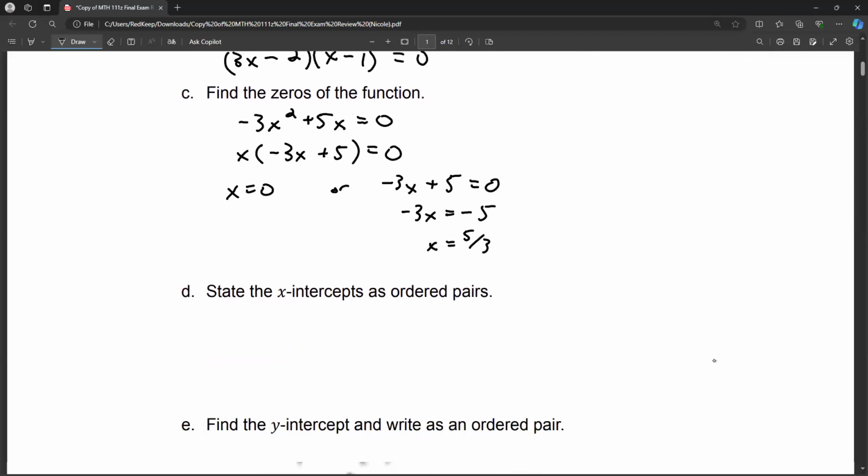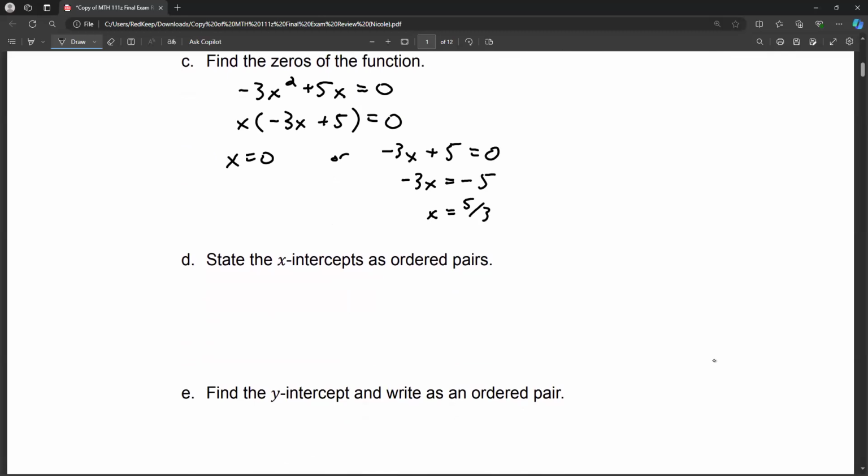And we can move on to part D, and they tell us to state the x-intercepts as ordered pairs. So I like to always remember that if I'm on the x-axis and intercepting it, my y value or my f of x value must equal 0. So really they're asking us, well, when is f of x equal to 0? And so this should seem familiar. This is what we just did in part C. And they just want us now to state that information as an ordered pair.